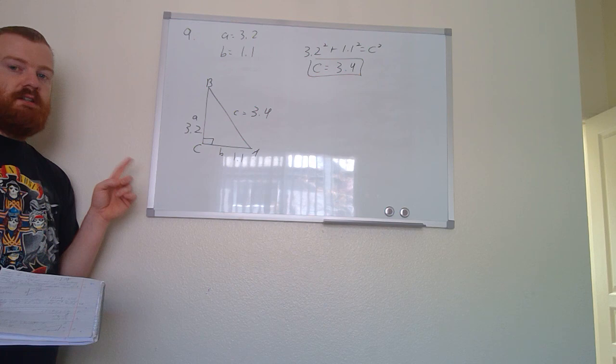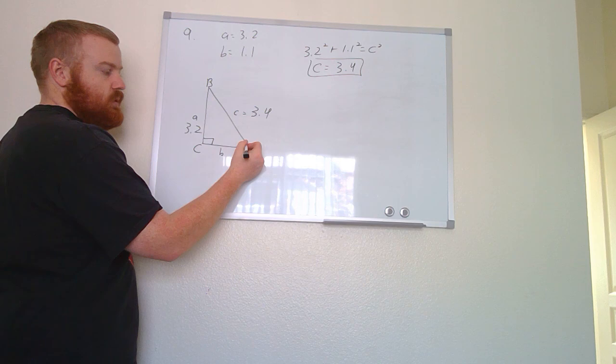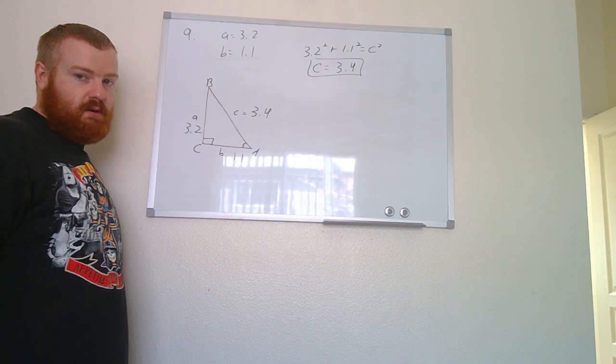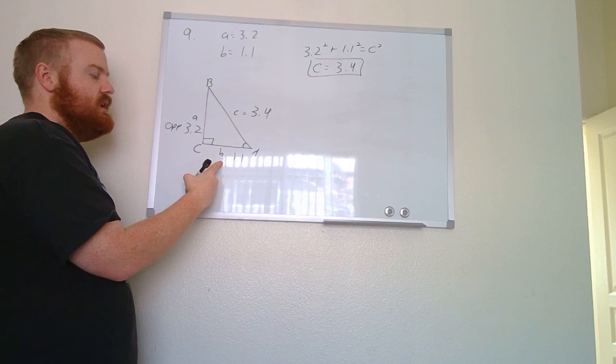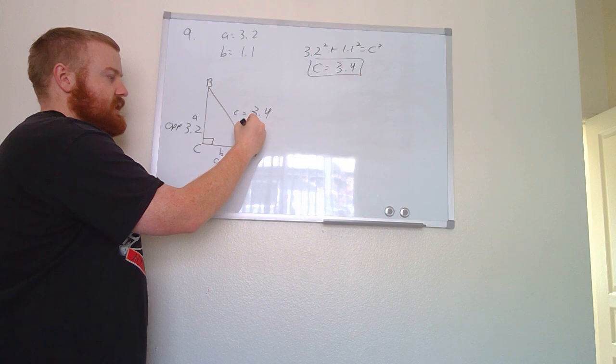So just to pick alphabetical order, I'm going to use angle A as my reference angle. Once again, it doesn't matter. You're going to plug all this in the calculator, and if you use a different reference angle, you still will get the exact same answer. So from angle A, the 3.2 will be the opposite side, the 1.1 will be the adjacent side, and then the 3.4 is the hypotenuse.